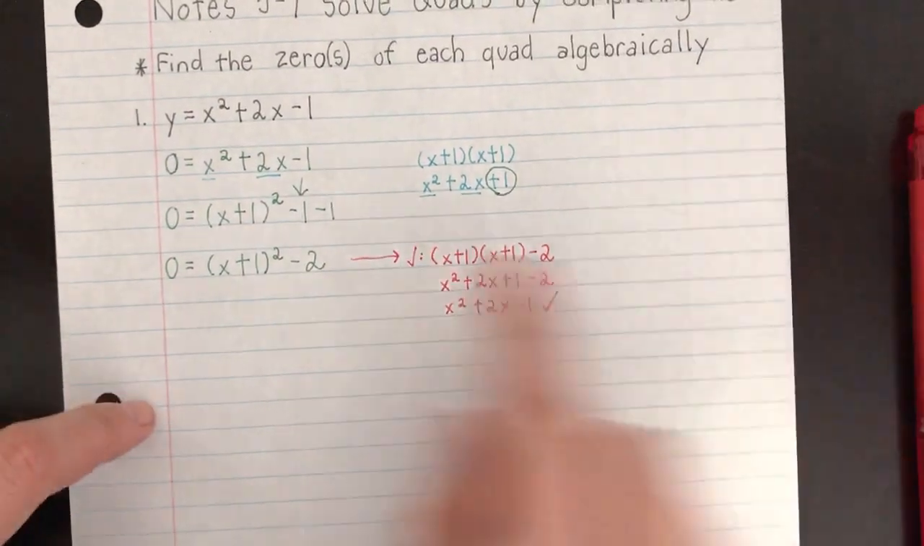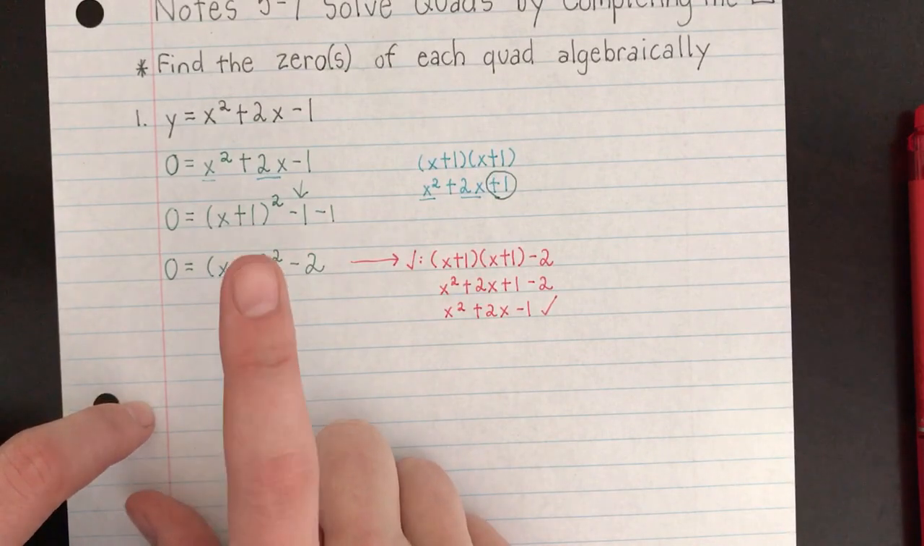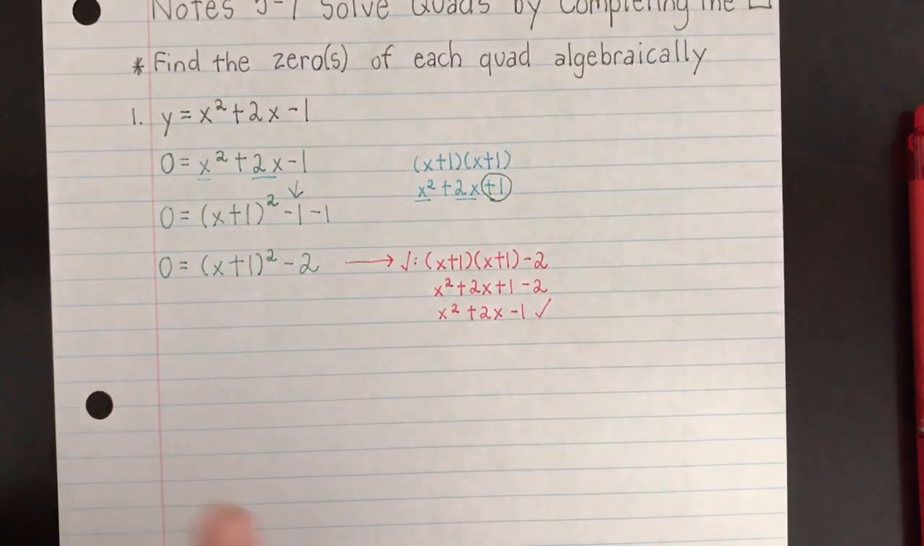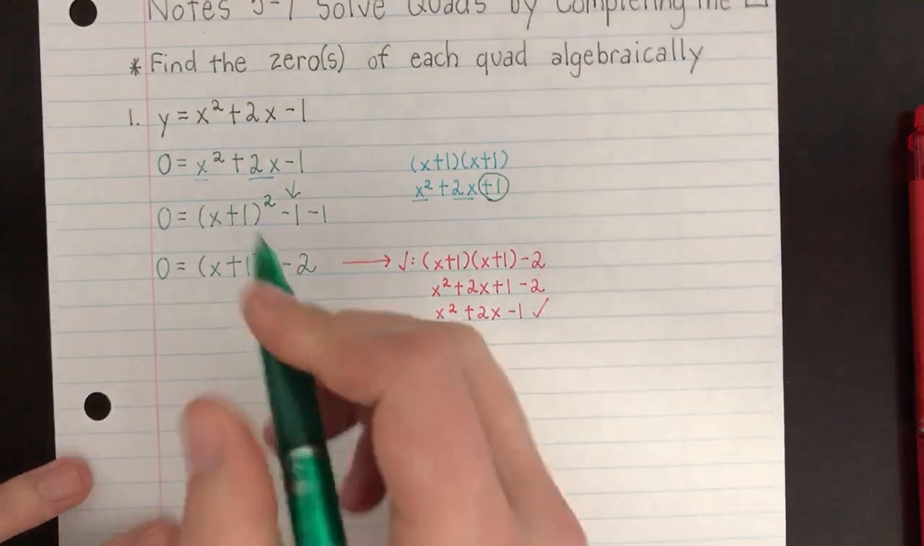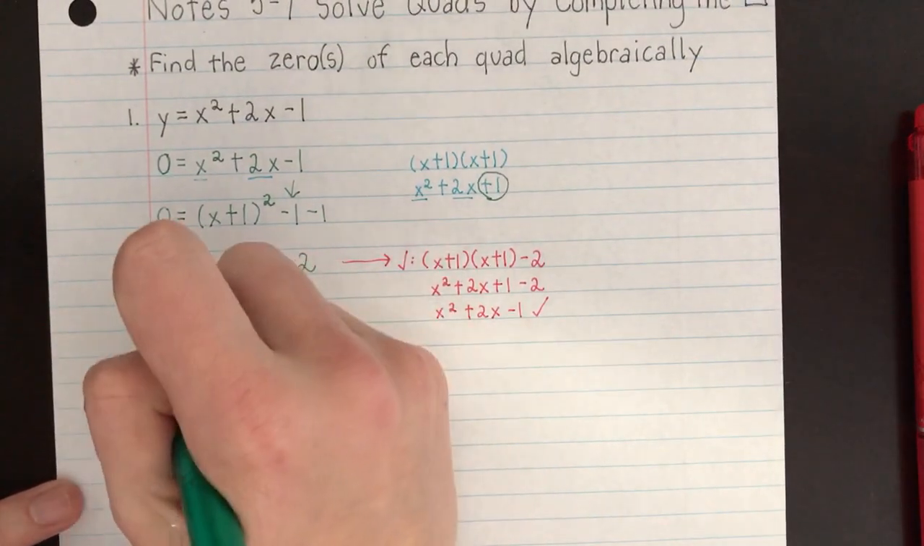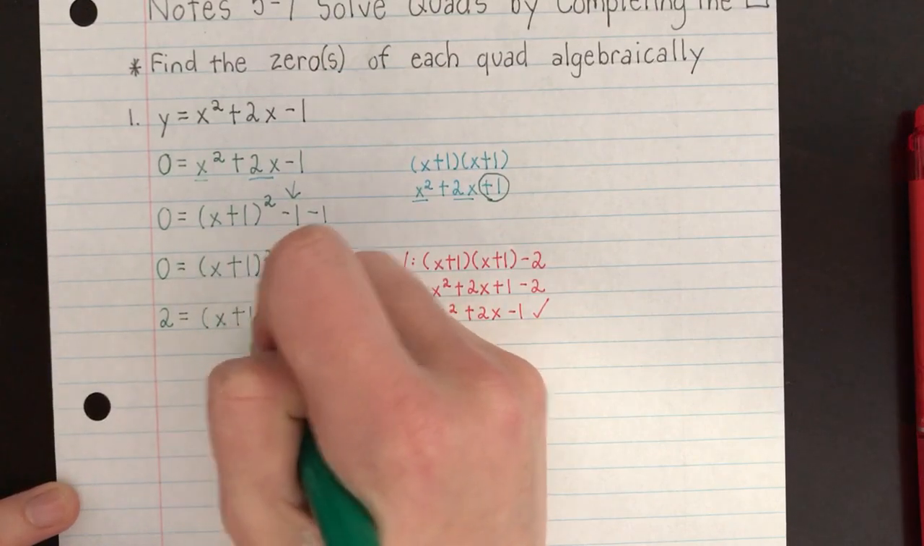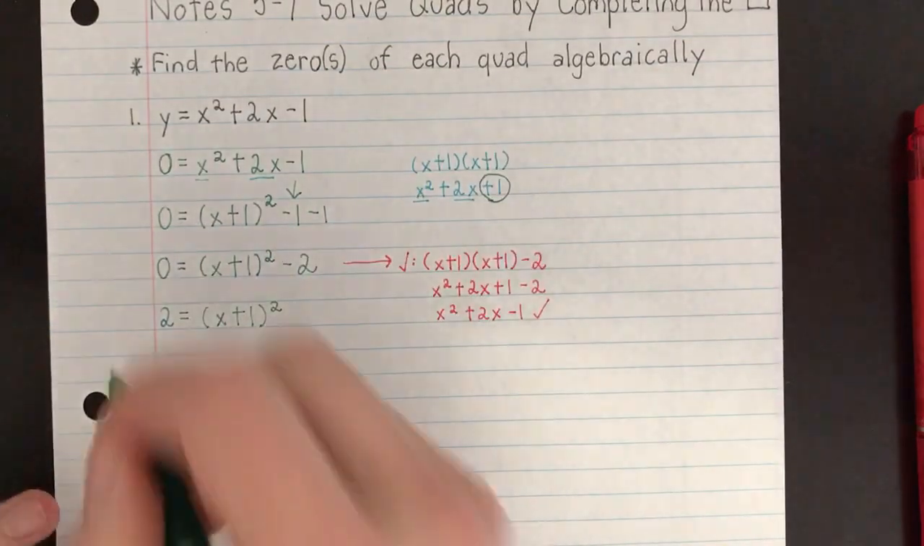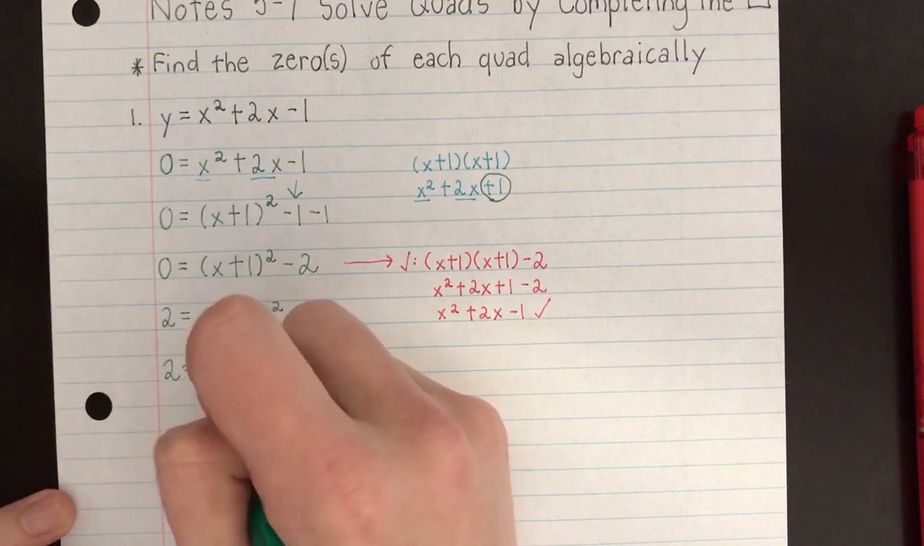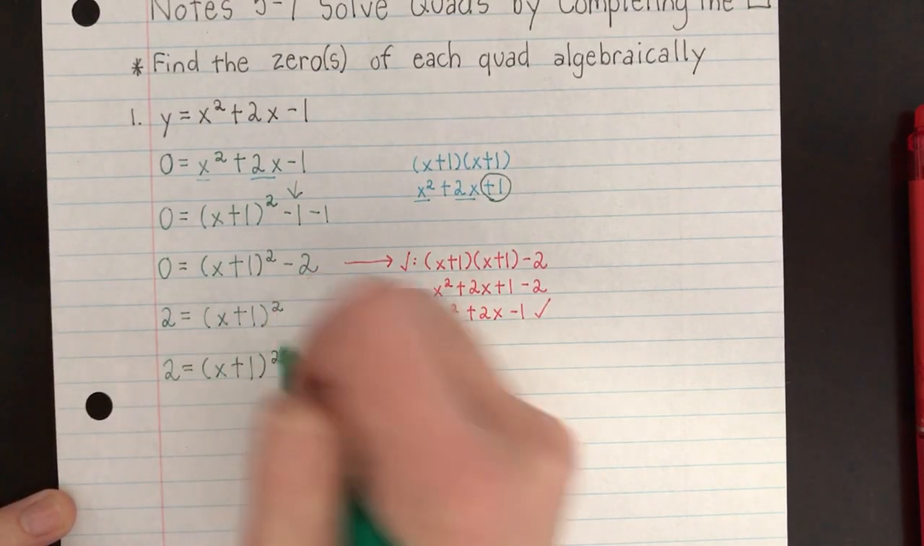Okay, so once you've got your quadratic in vertex form, then you're ready to solve just like we did before. So of course you move over the minus 2, it becomes plus 2. So 2 equals the quantity x plus 1 squared. And remember, I like you to rewrite this. So we're going to have some Christmas colors here.